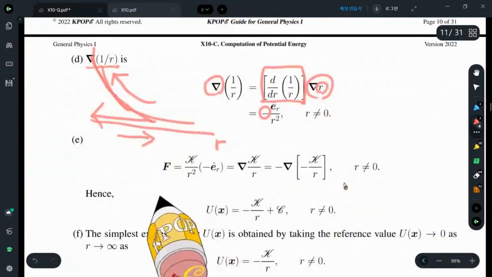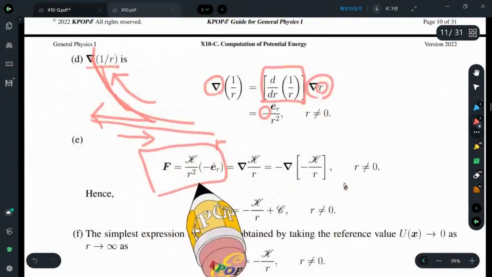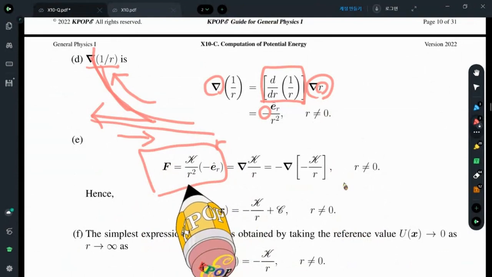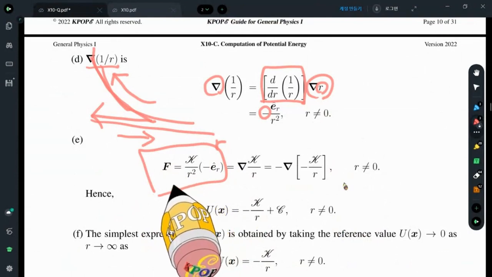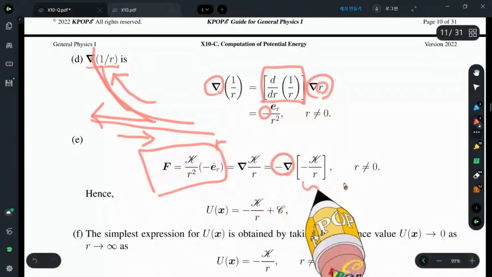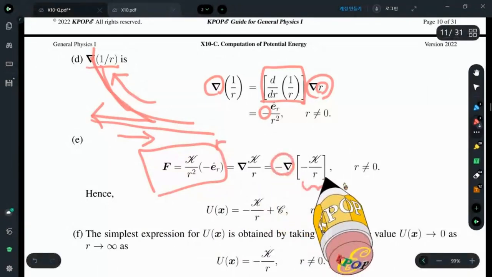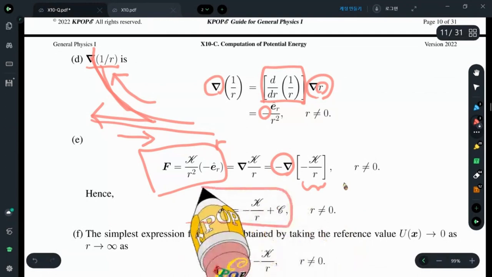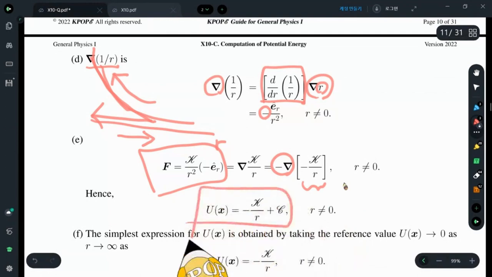Finally, this force satisfying the inverse square law can be expressed as minus the gradient of something. And that something is the potential energy. Okay?